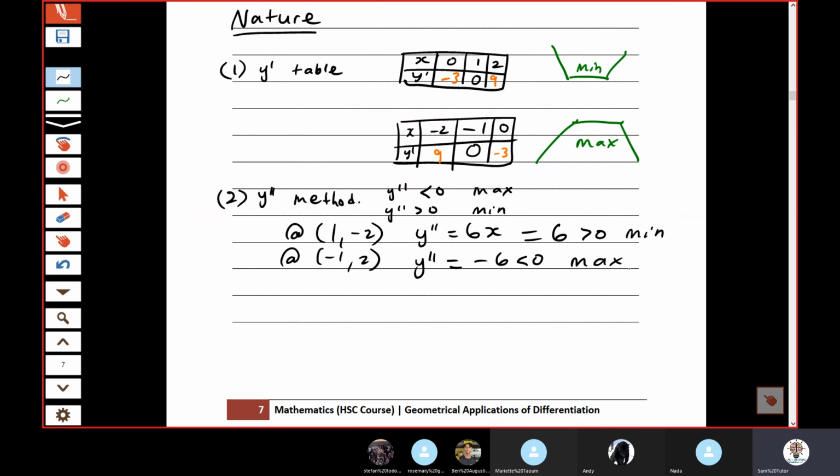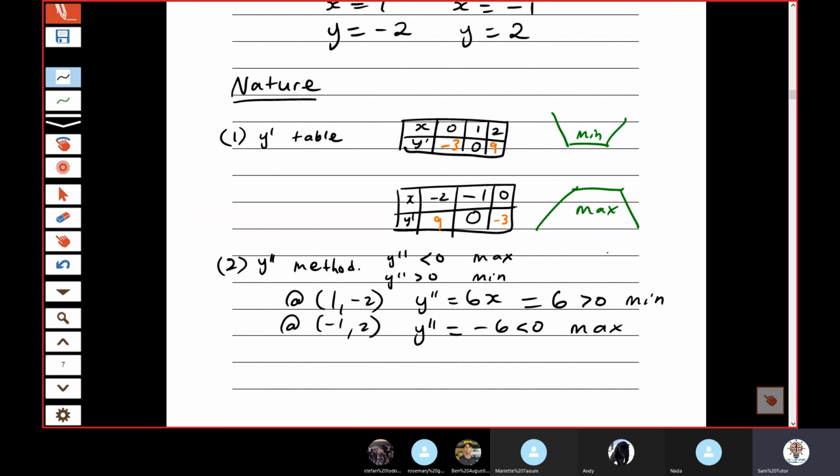Obviously, y double dash is the more superior one, but as I said, it doesn't work all the time actually. There is a flaw in it, unfortunately, but still, sometimes it's hard to get the second derivative out. It was already hard enough to get your first derivative, let alone the second derivative. You just don't want to do it. It's easy just to substitute in. So you'll realize that as you see a question, you're like, I don't think I want to do this again. Okay.